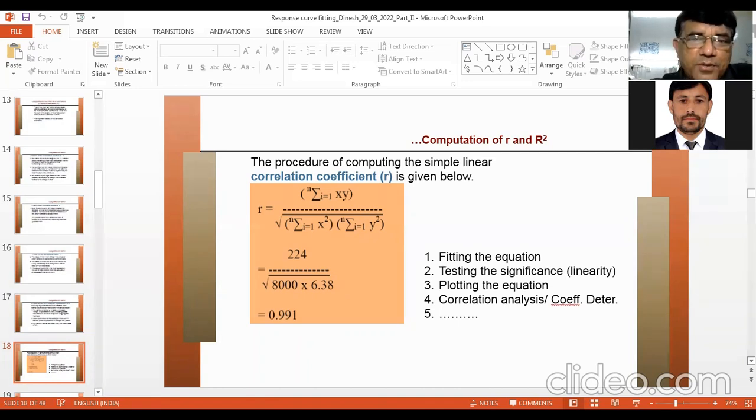So up to now, what you could see is fitting the equation, which means you have to find the values of a and b. Then we have tested whether it is significant or not. In the last case, you have seen it was significant. Plotting the equation means transferring your equation into a graphical form, and then the coefficient of correlation, how it is calculated. Then comes the coefficient of determination, which will come a little later. And there is one more step, the fifth step, I will tell you later. But before I proceed, you can seek your doubts and clarifications.